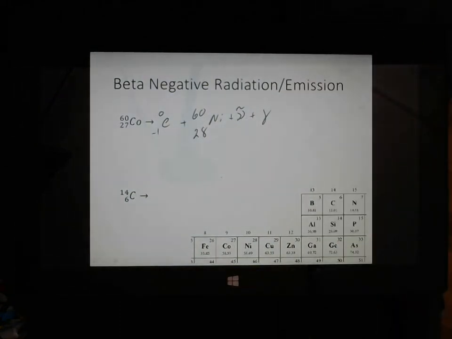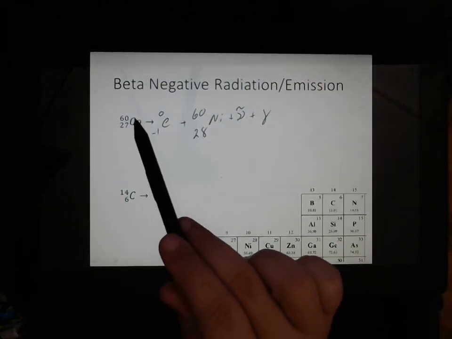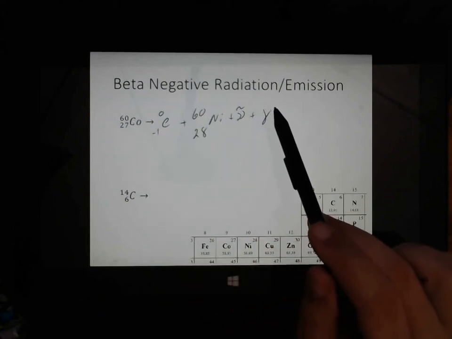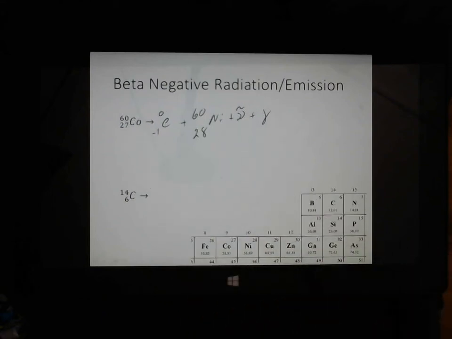I would probably recommend you recall, or definitely memorize, that cobalt-60 is also a gamma emitter, just in case.